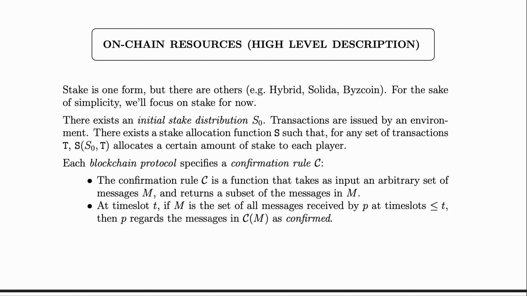Okay, and then on-chain resources basically only make sense in the context of blockchain protocols. So how are we going to talk about those? Well, we'll suppose that each blockchain protocol specifies some confirmation rule C. This is a simple thing. Basically, the confirmation rule is just a function that takes all the messages it receives and decides which of those are confirmed. We're allowing here that you can confirm arbitrary messages, but generally you might want to focus on the case of messages which are actually transactions. So at time slot T, if M is the set of all messages received by P at previous time slots, then P regards the messages in C(M) as being confirmed.